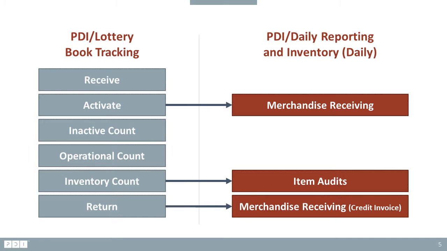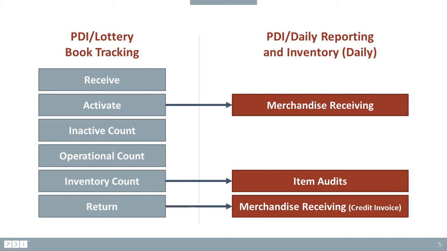Now, if you've worked at all with PDI Lottery in the 3.7 world, you'll notice this is pretty simplified. There were a lot of inferred moments in the 3.7 world where we said, okay, well, the last count, that's also an inventory count. And if you didn't do the last count, then it didn't post an inventory count. We tried to make all that a lot simpler and more explicit in the Enterprise 8 world. So if you do an inventory count, we're going to post an inventory audit. You do an operational count, it's going to live only in that book tracking system.